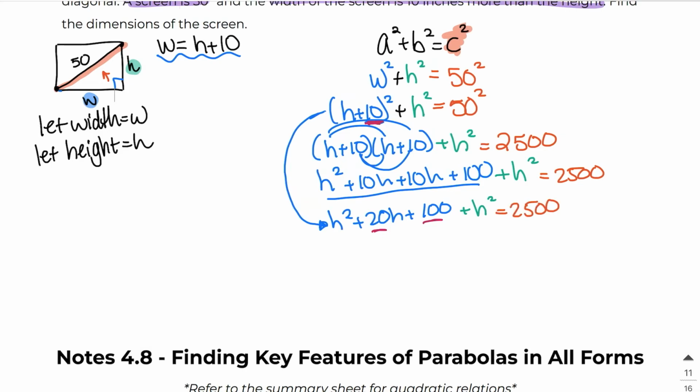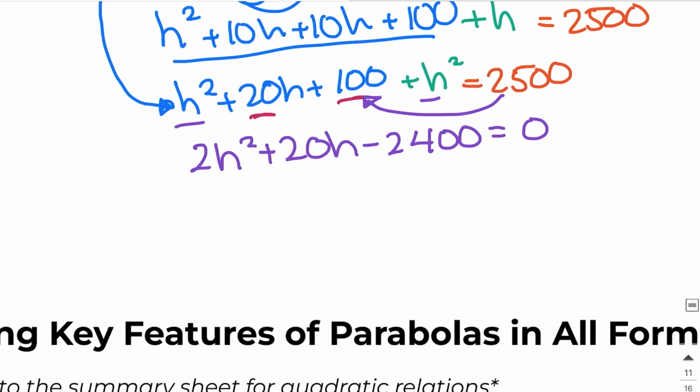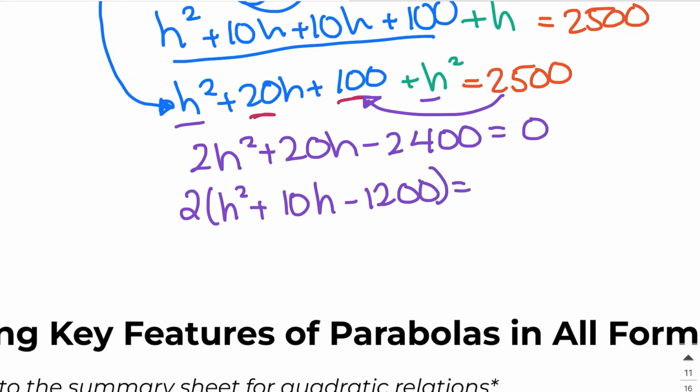Okay, so now I just need to collect like terms. I've got h squared here and h squared here, so that gives me 2h squared. I'm going to copy down the plus 20h, and then I'm going to get rid of the 2500 and I get minus 2400, and that's going to equal 0. Now, to be able to solve this, I need to try to see if I can factor. Again, you can complete the square, you can use the quadratic formula, it doesn't matter, but factoring is always the easiest option if possible. So when I factor out a 2, I get h squared plus 10h minus 1200 is equal to 0.